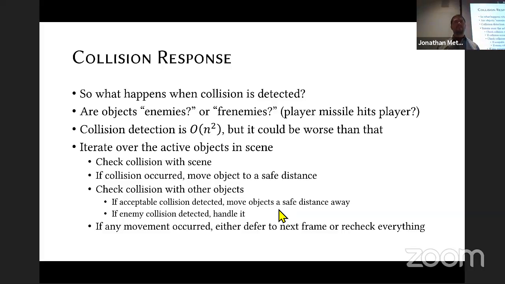So technically, if you moved objects in this loop, it's possible that you stopped the collision of one object with another, but then you created another collision with another object, okay? So this is where I say it could be worse than that. So one of the ways to make sure that this doesn't happen is you could defer to the next frame. So you only do one O(n) squared check per frame.